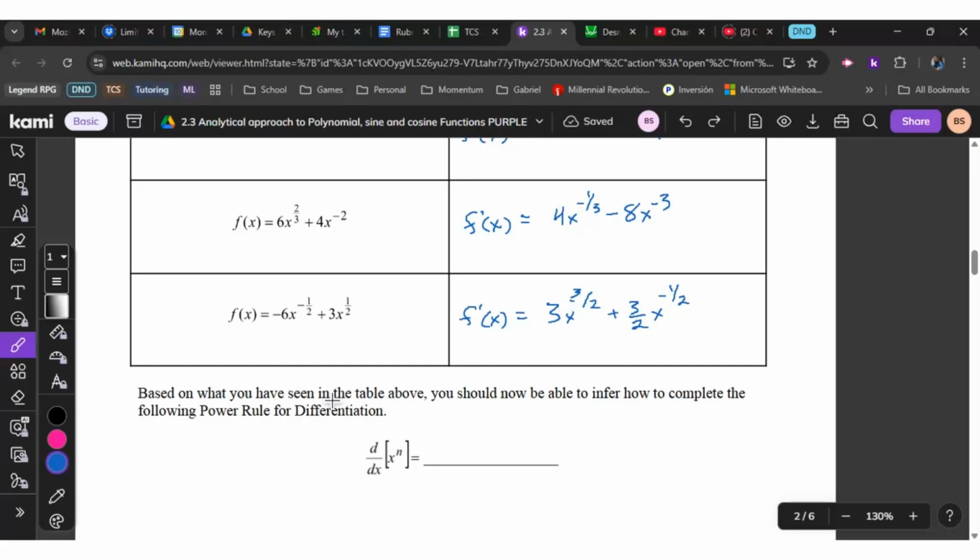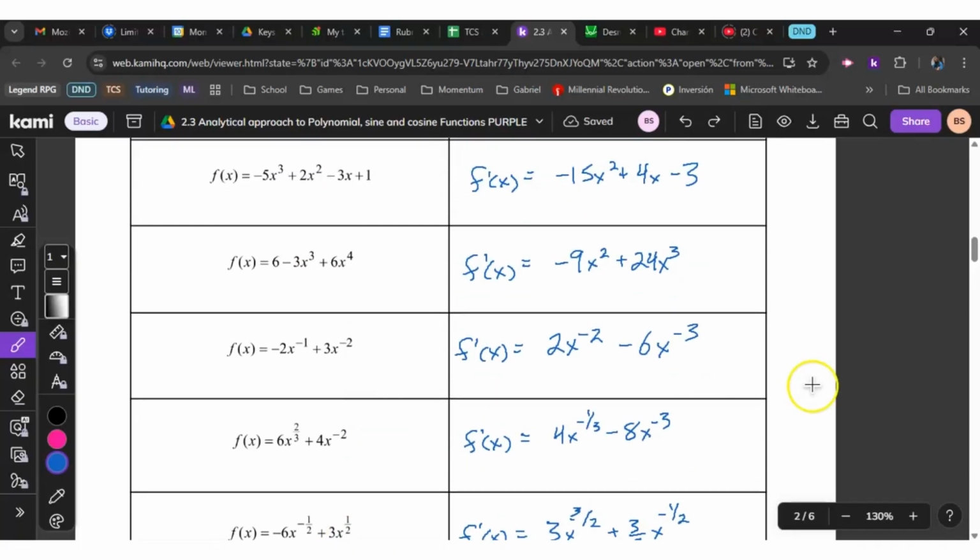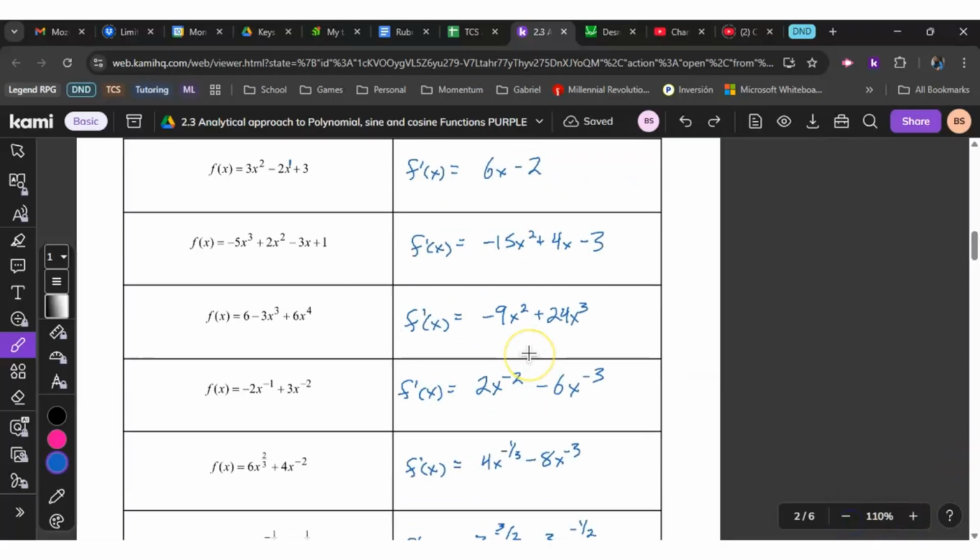Does that make sense? All right, guys, I'll give you a second. I want you guys to copy those down, okay? So you can pick up your pencils again.